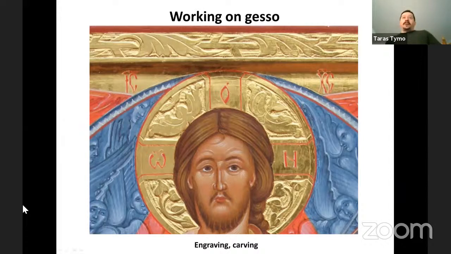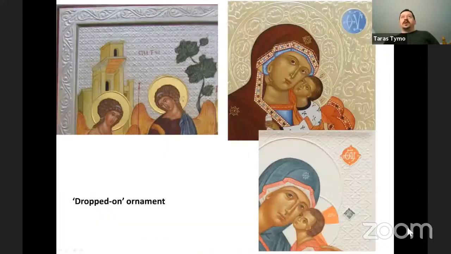Okay, with gesso grounding, you can work on that too. You're seeing now a new icon painted two years ago by one of our students, and you can see the carving on the gesso grounding that is later covered with gold, and it gives you this nice looking uneven surface that works well with gilding.